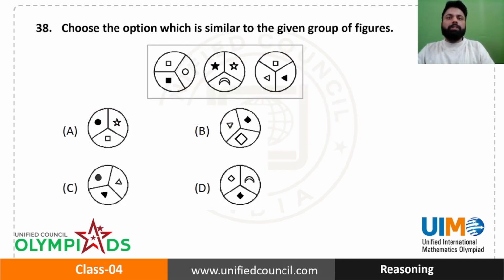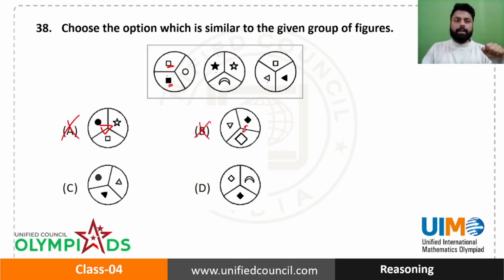Next one, choose the option which is similar to the group of the figures. See, all of them are circles, and in this case, square, filled square and a circle, star, empty star, and a moon, and then triangle, empty triangle, and filled triangle and a square. So basically, there are two figures of the same type, one is colored and the other one is blank. So in this case, all three shapes are different, not the correct one. In this case, two shapes are similar, but the size is also changing.